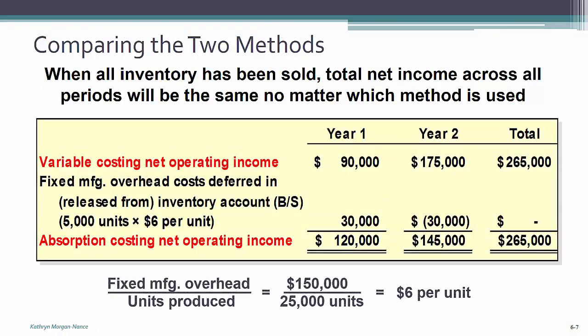When we compare the 2 years, we find that fixed manufacturing overhead of $30,000 deferred in year 1 under absorption costing is released in year 2 because all the beginning inventory has been sold. While profits vary year to year, over the 2 years total profits are $265,000 under either method. And think about this, it should make sense. Over time, when all inventory has been sold and ending inventory is 0, total net income across all periods will be exactly the same, regardless of which method is being used. All deferrals of fixed manufacturing costs will reverse when inventory is sold.